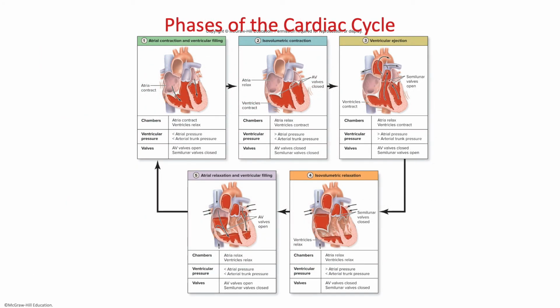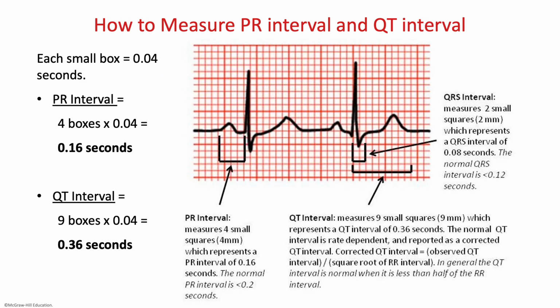These are the 5 phases of the cardiac cycle. The cardiac cycle ties in everything that happens within a single heartbeat. So not just electrical signaling, which is what we're focusing on, but also ventricular and atrial filling, ejection, and how the valves open and close. So that's what I mean when I say cardiac cycle.